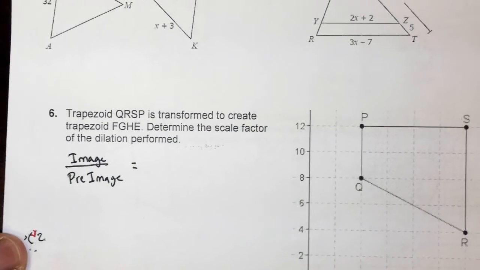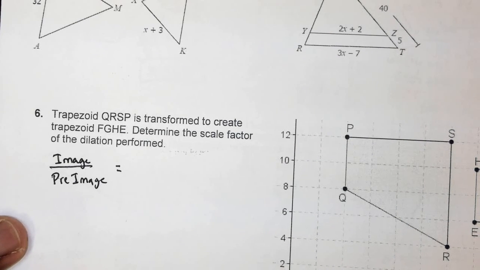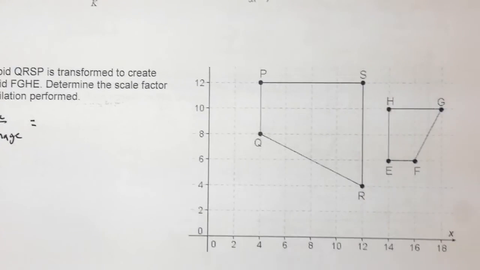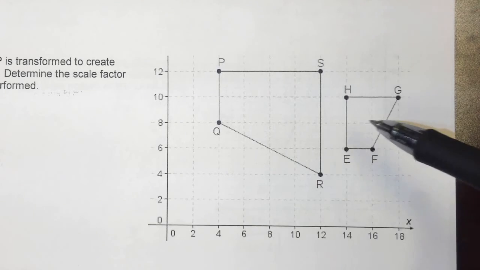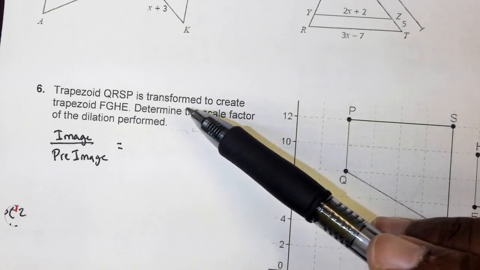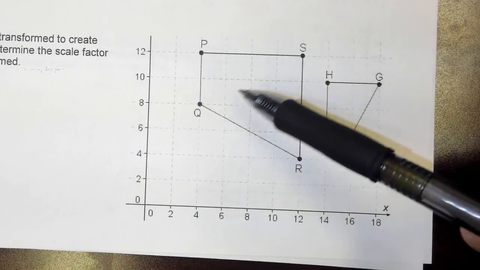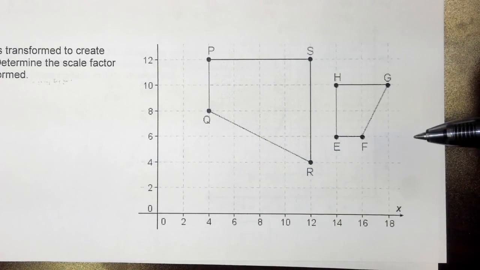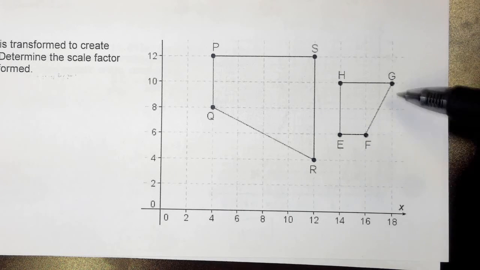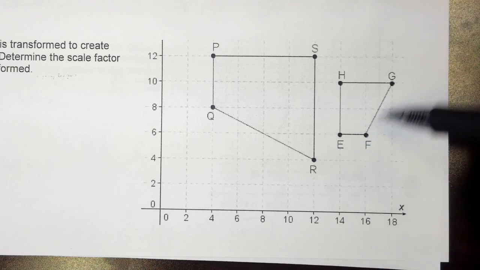You can pick any two sides that are corresponding. Only thing is, I wouldn't pick any sides that are too hard. I know it's natural to start out with the first couple of letters. So understand too that my image is my smaller one. That's the one that got reduced. It started out here as QRSP, and they said they transformed it to create FGHE. So I'm doing this over this. But I wouldn't use the first side, which is called FG. If you look, FG is slanted. You can't count a slanted side. Y'all know you'll have to do Pythagorean for that. You don't need to do all that. Use one of these straight sides.